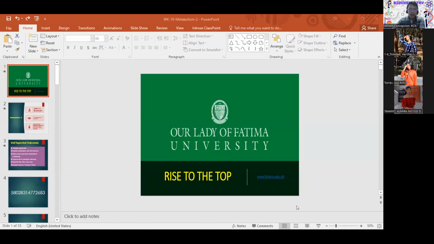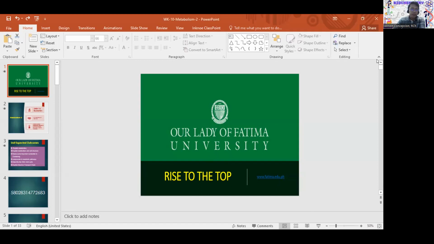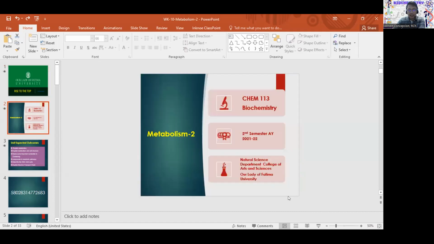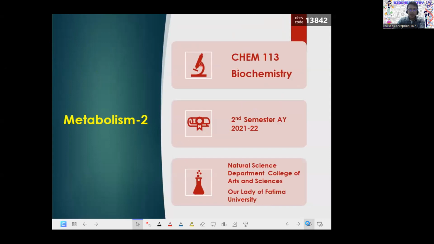The second part. Previous week, we discussed the different parts of it, and now we will talk about it in detail. Okay? We will discuss it in detail. So, last week, I told you it's like a roundabout, right? Our citric acid cycle.